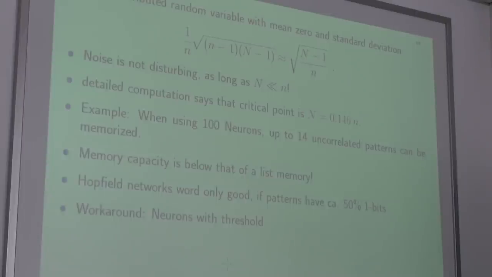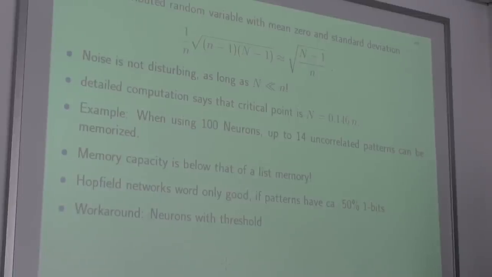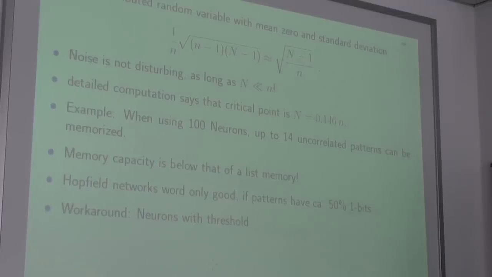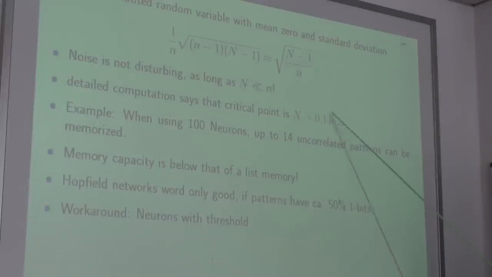Yes, that can be proven. This simple proof doesn't give us the exact value, but scientists have proven that this is the critical point. So if capital N is less than 0.146 times our lowercase n, it works. And as soon as it's more than this value, it doesn't work anymore. And that's interesting. So it's really a sharp phase transition at this threshold. Of course, the phase transition is only sharp if these two n's are big numbers and if the stored patterns are random.